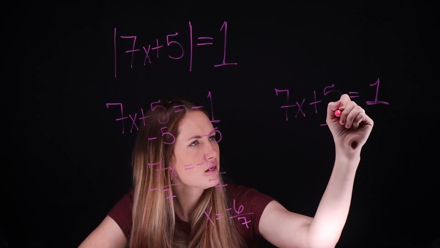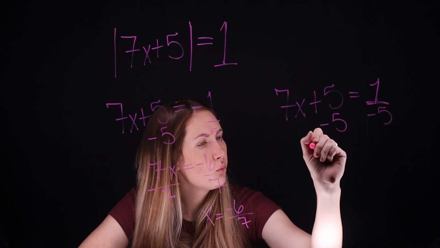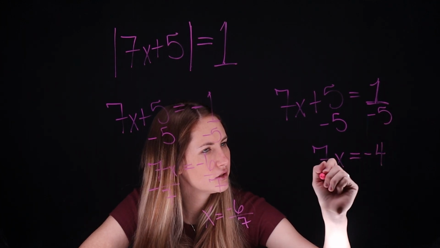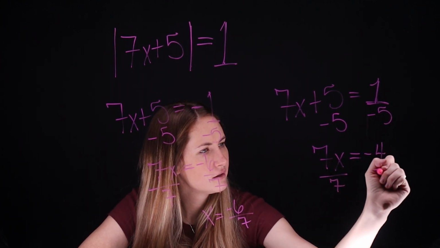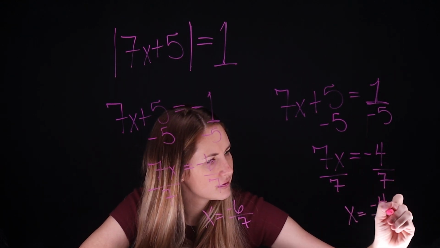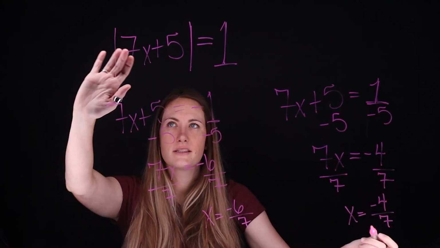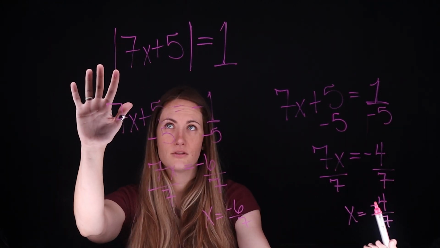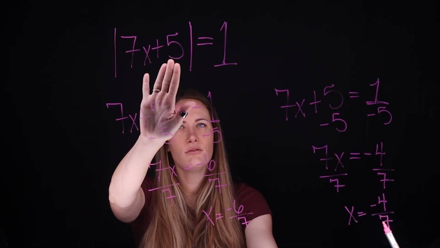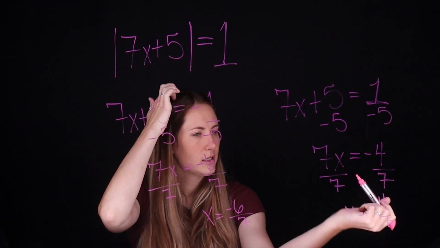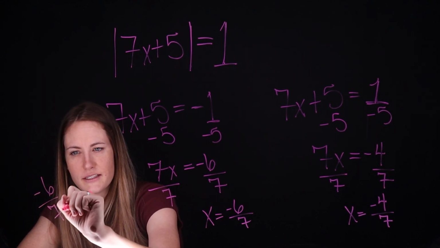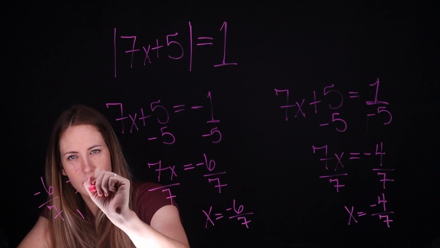Okay. We would subtract 5. 1 subtract 5 is -4. Divide by our 7. So x equals -4/7. When I do 7 times -4/7, we'd have -28 divided by 7 is -4. -4 plus 5 would be +1. Absolute value of +1 is 1. So both of these solutions work. So -6/7 and -4/7.